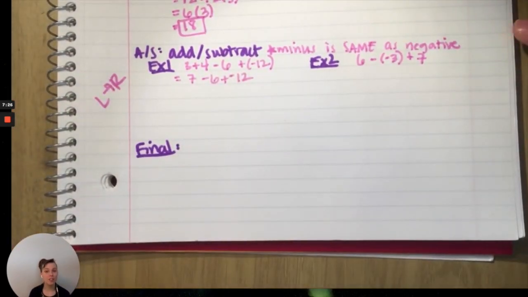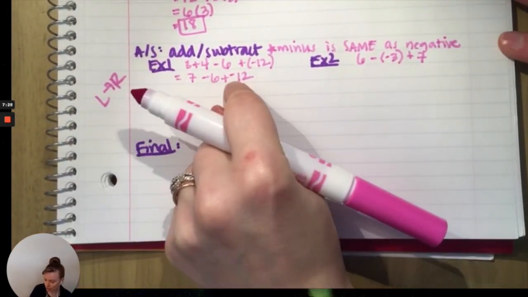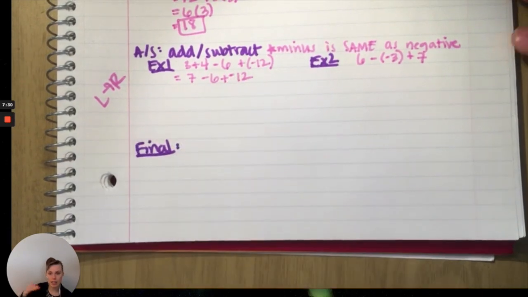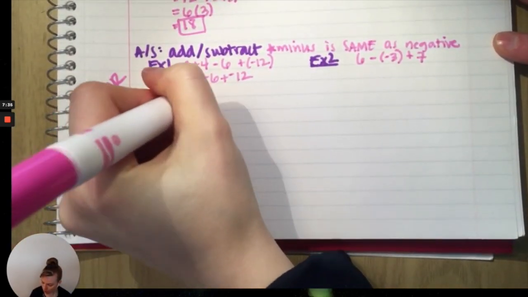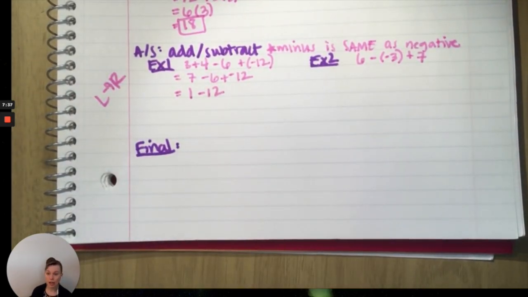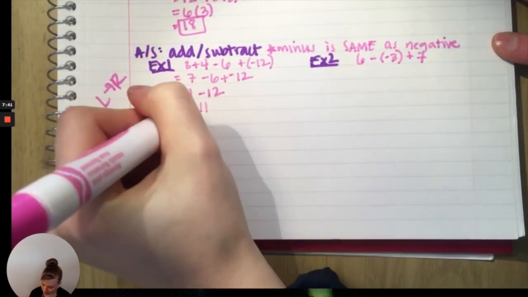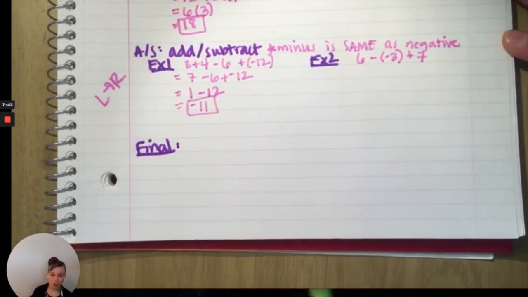And you can drop the parentheses if you want. Sometimes we put the negative up higher instead of making it look like a subtraction sign. 7 minus 6 is 1, but you could also write it just as a subtraction sign. This is the exact same thing. It's 1 minus 12, so I get negative 11. Try example 2 on your own.